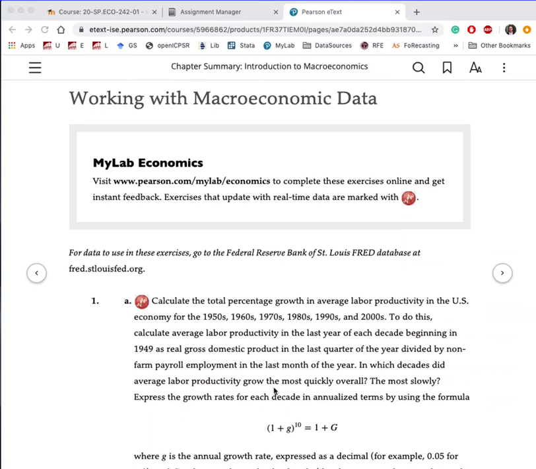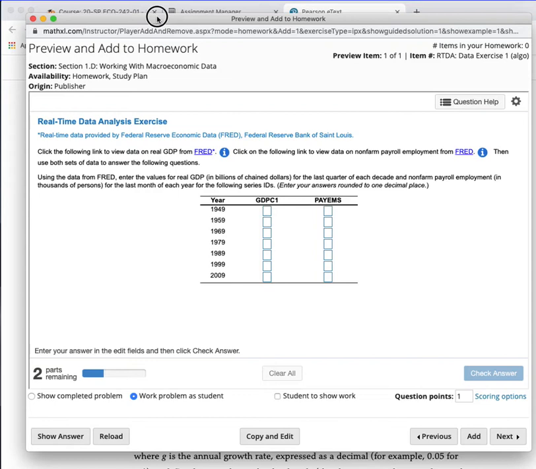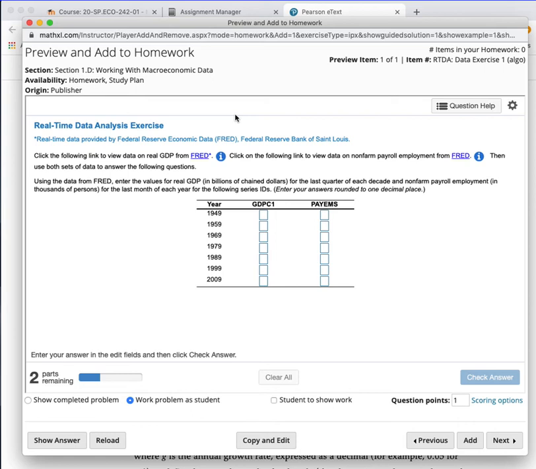In this video, I'm going to walk you through the basic steps required to solve the first problem in the section working with macroeconomic data. And actually, this problem is essentially the same problem that you're going to see in your second homework. So I think this is question 26 in homework 2.